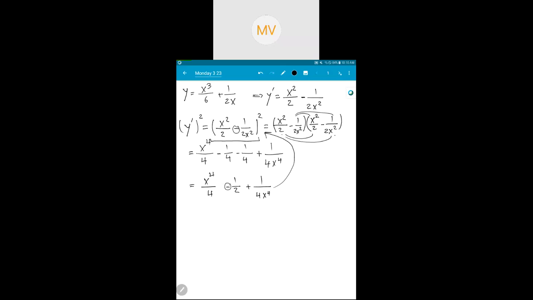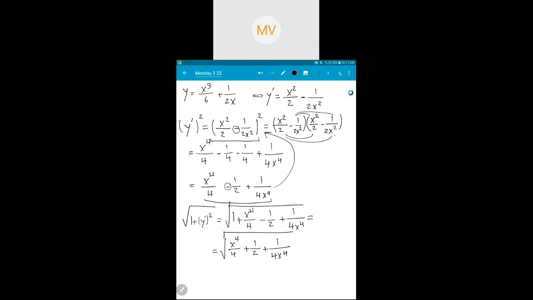Well, let's see what happens if under square root you add 1 to it. So under square root, I have 1 plus y prime squared, which is 1 plus that expression right there, right? That's y prime squared. So it becomes x to the fourth over 4 minus half plus 1 over 4x to the fourth. And as you can see, it is what we want, because minus half plus 1 is plus half. Plus half plus 1 over 4x to the fourth. Right? And we already know by the argument we made up there, this under square root is the complete square of x squared over 2 plus 1 over 2x squared, and you're taking the square root of that, they cancel out each other.